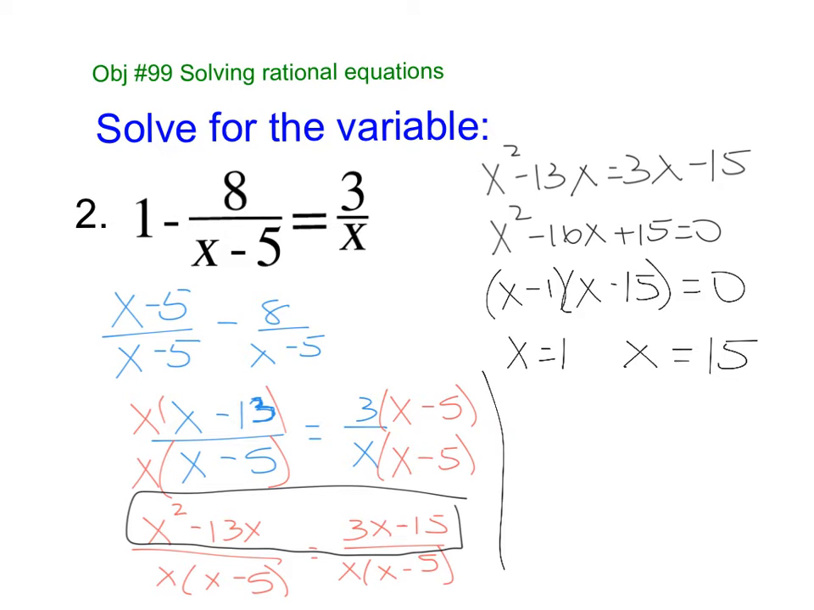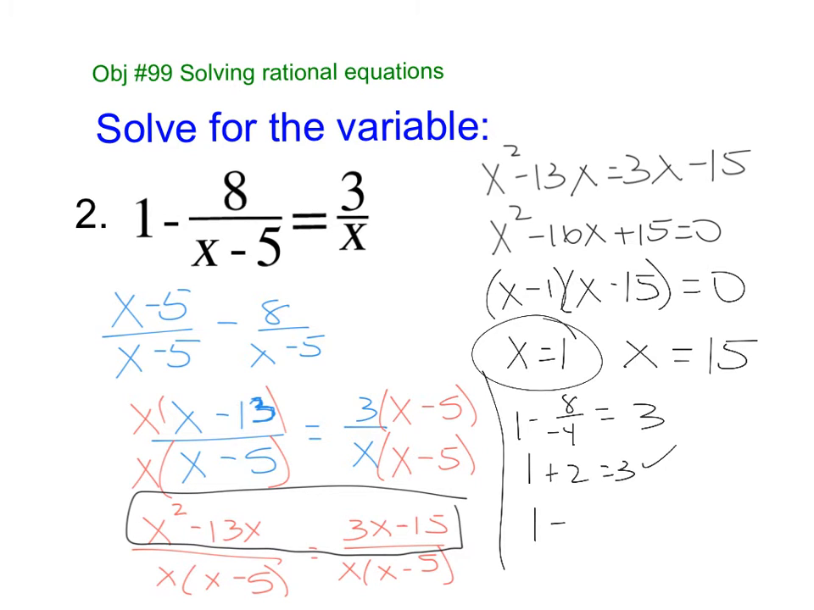Okay, so then we want to really check, because do we have an answer that doesn't work? Sometimes that does happen. So I plug into the original. I always plug into the original. 8 over negative 4 equals 3. 1 plus 2 equals 3. Okay, so that one worked. So 1 is an answer.